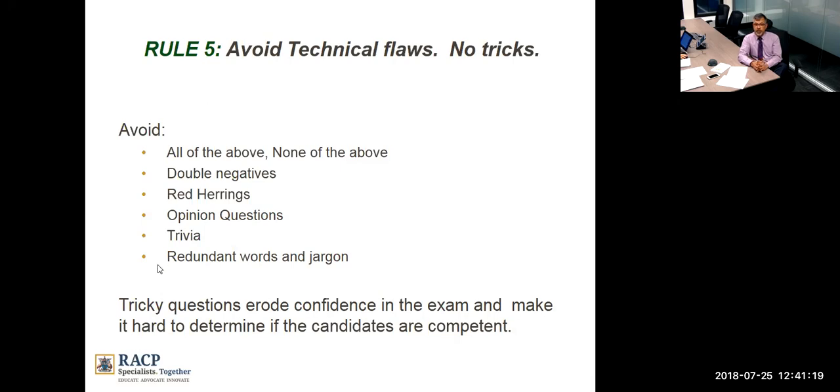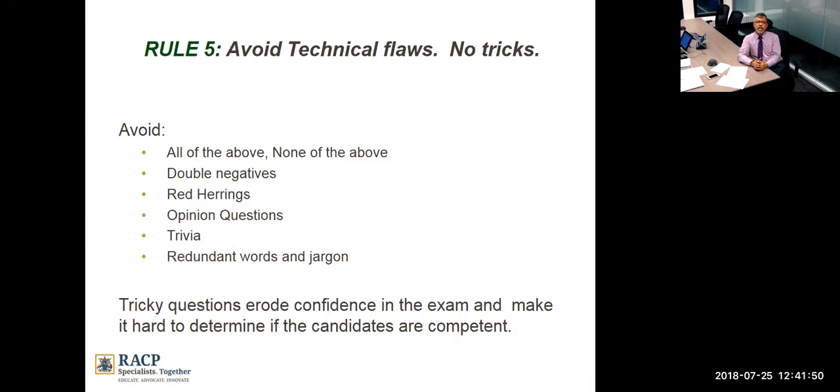I talked about all of the above before, and none of the above before. Avoid double negatives. Red herrings are basically information that shouldn't be there. Opinion questions I mentioned before. Trivia is not good, because trivia is by nature something very obscure and you don't really want that. Redundant words and jargon. Jargon is something I haven't mentioned before, but we want to make sure that candidates aren't distracted by wondering, well, what does a blah blah blah stand for, when you give them a series of initials.